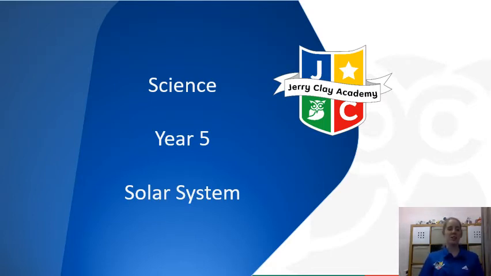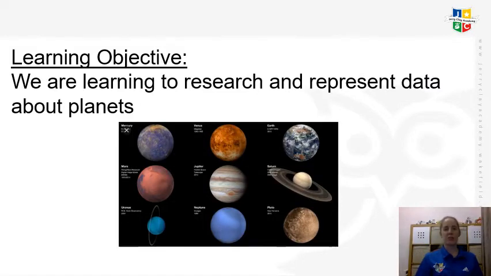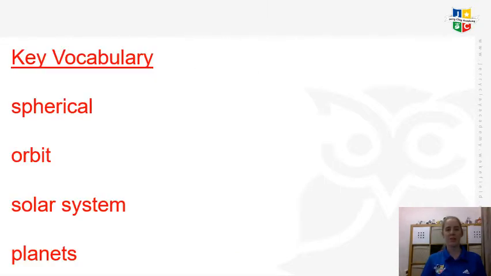So this week in science we're going to be looking at some parts of the solar system. For today's lesson, you're going to need your exercise book, pen, pencil and ruler and some colouring pencils or something to colour with. Our learning today is focused on researching and representing data about different planets. Some key vocabulary that you may use in today's lesson and in your activities are the words spherical, orbit, solar system and planets, and if there are any words that you are not sure of, they will be covered throughout the lesson.